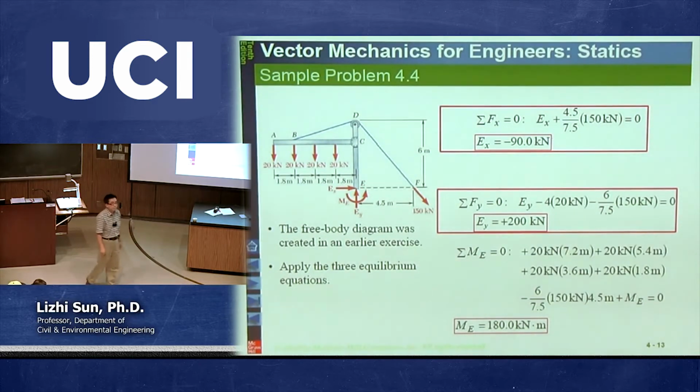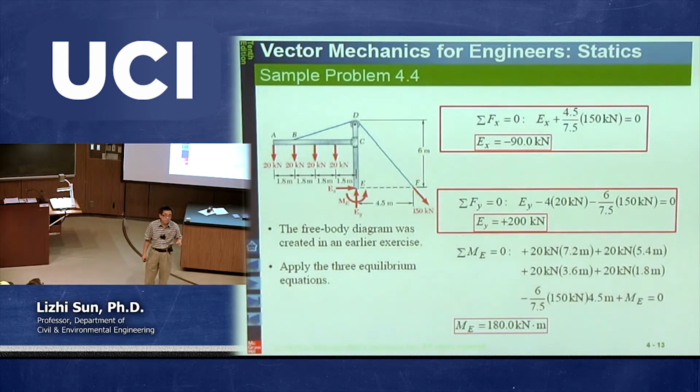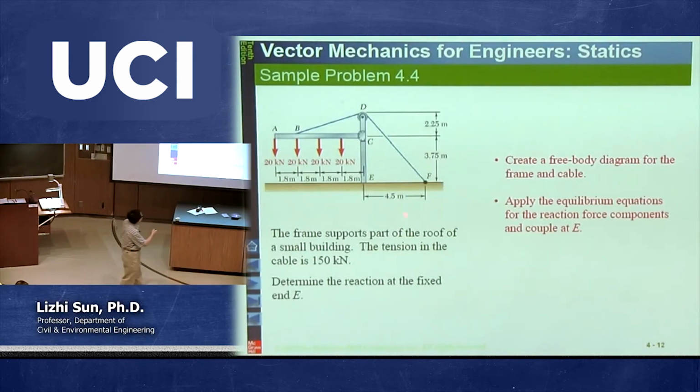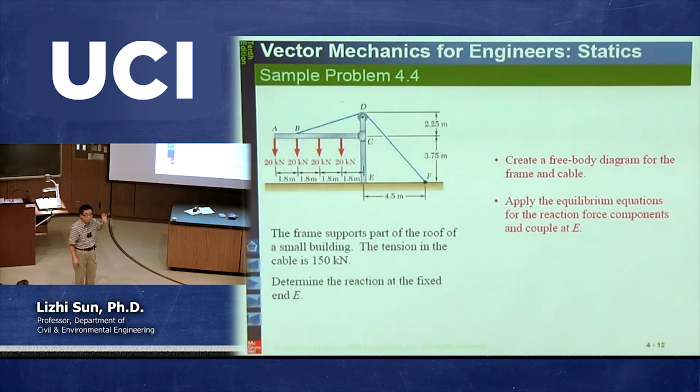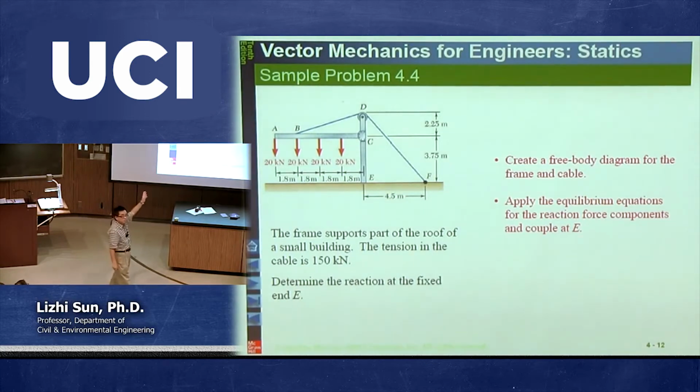Yes? For this problem, why isn't the weight accounted for? Let me tell you, typically for slender members, we don't need to consider self-weight. However, if the problem does specify you need to consider self-weight, then you need to consider it. For this problem statement, if you go back and look, it doesn't say anything about self-weight, because this most likely is made of wood, timber. So the weight is very small, and you don't have to.